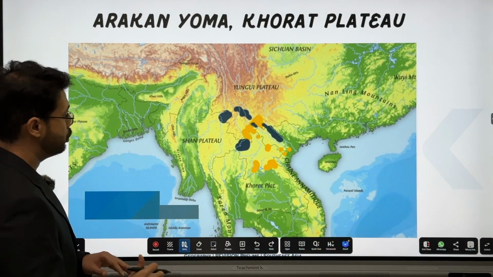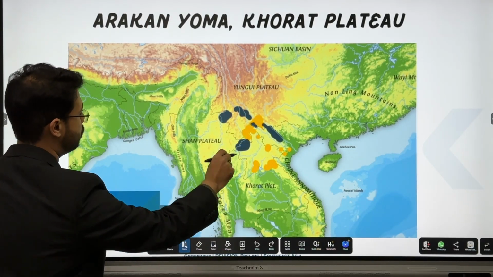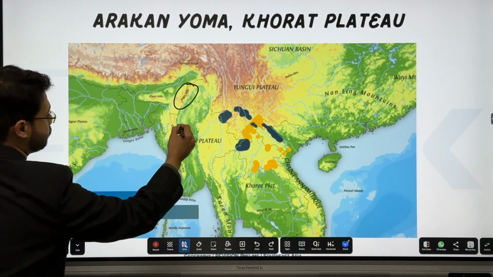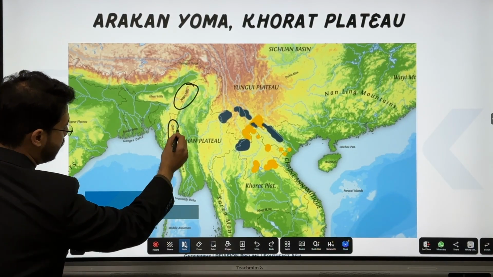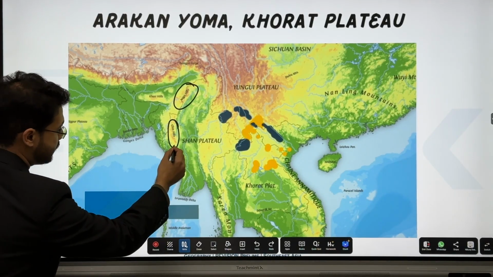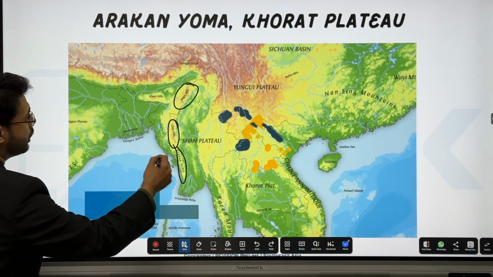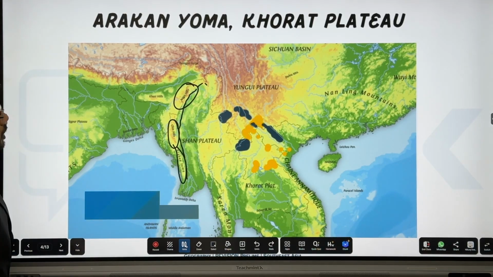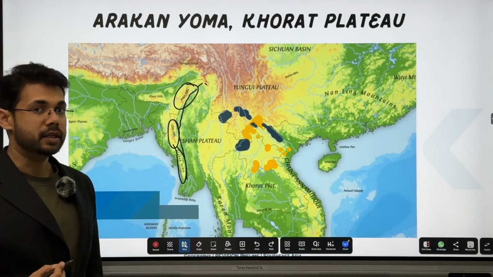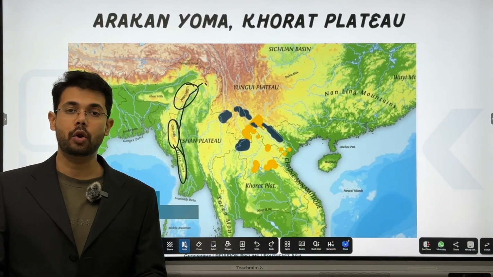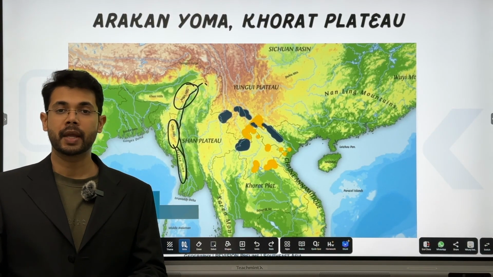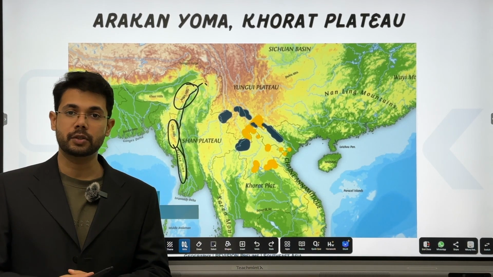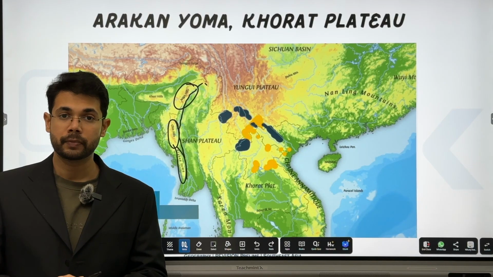We are coming to the insurgent groups quite soon, Arakan Yoma and the Khorat Plateau. Now, first of all, don't worry about these blue and yellow dots here. Look what we've got. We've got the Naga Hills, we've got the other hills over here. It extends the Arakan Yoma. Now, these hills on the Myanmar side, it is said that it is home to a lot of insurgent camps, and those create a lot of disturbances in the peaceful Indian neighborhood.